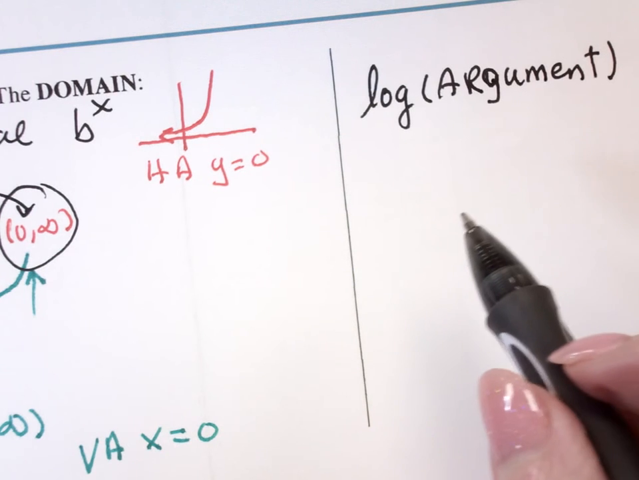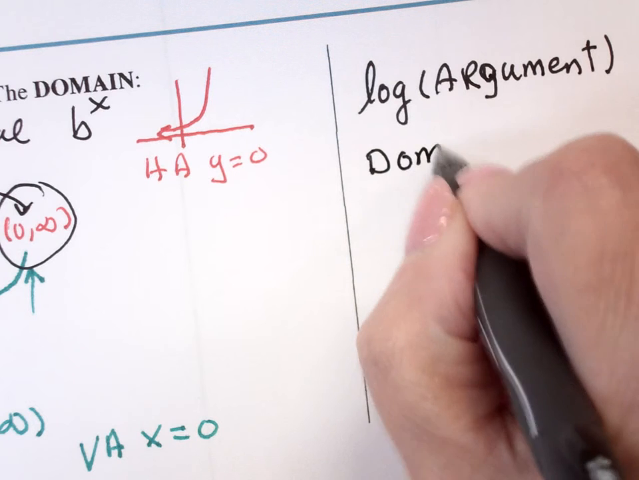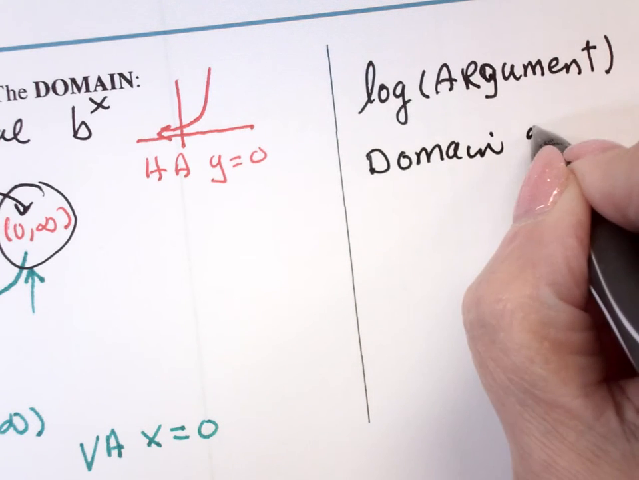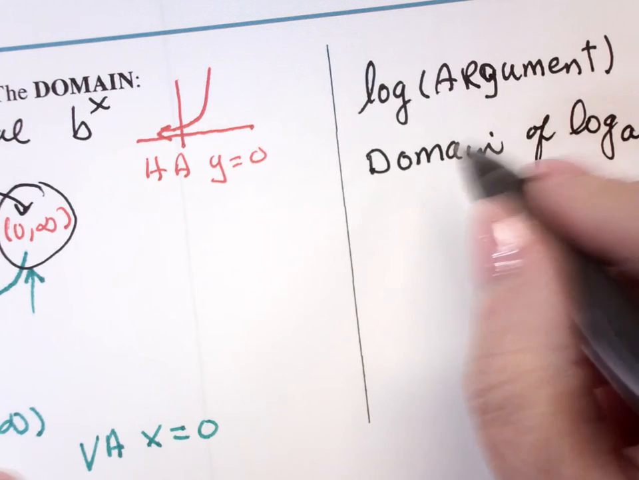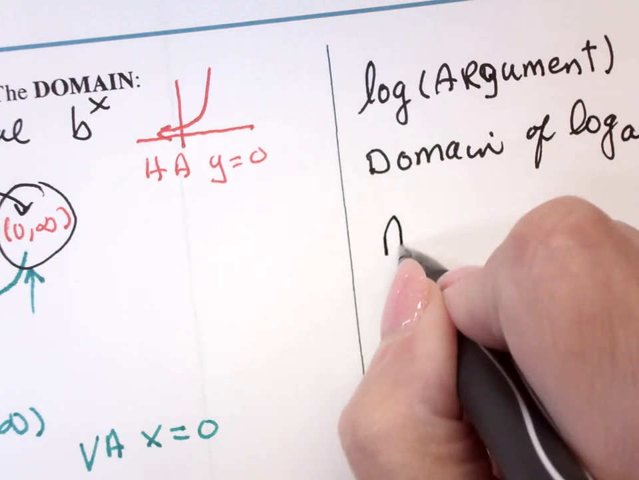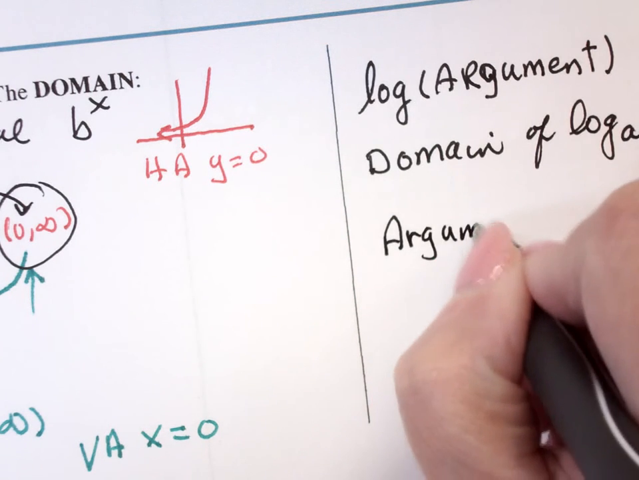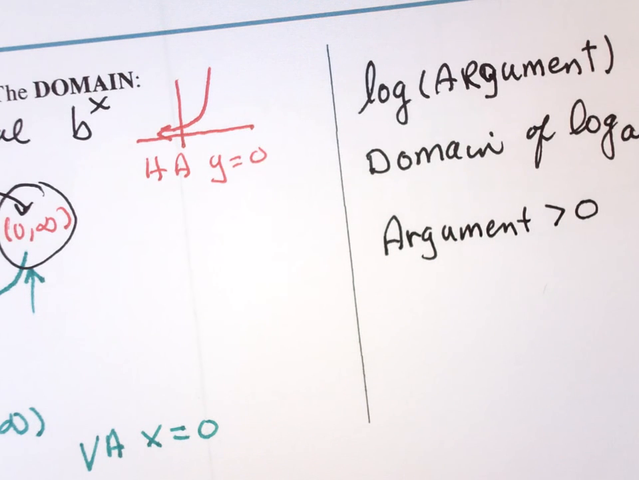And since I'm dealing with the domain of the log, and it's the log to any base, by the way, only 0 to infinity is in its world, so that the argument must be positive. The argument must be positive.